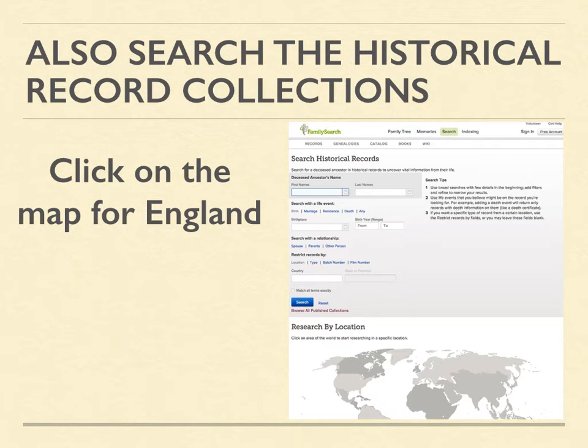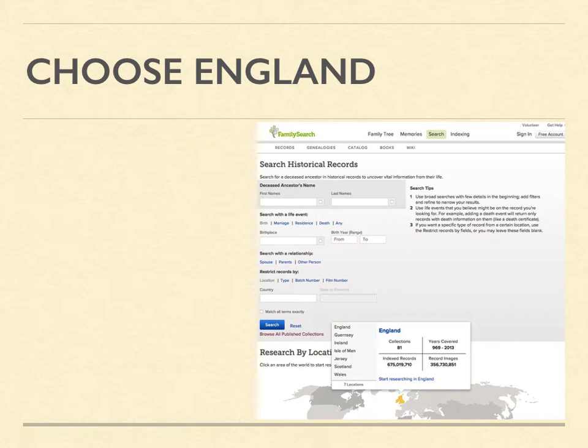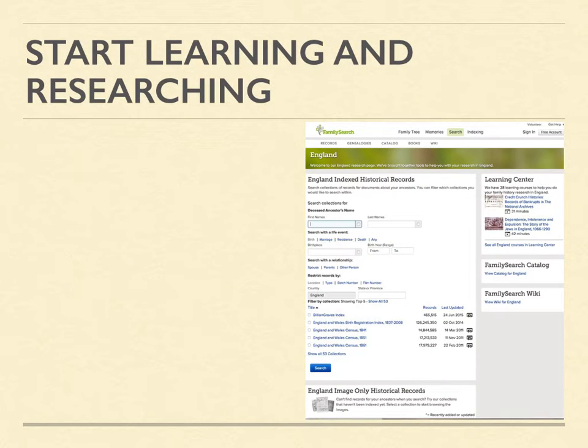The next step is to search the historical record collections on FamilySearch.org. That is also located on the pull-down menu under the Search tab. You can click on the map for England and get a summary of the suggested ways to start searching. Once you have chosen England, in the pop-up menu, the page will let you take any number of different ways of starting your research.